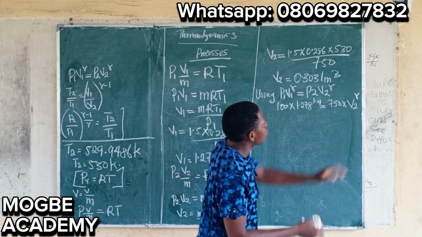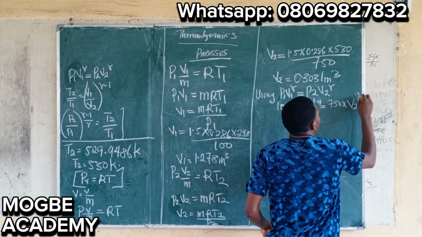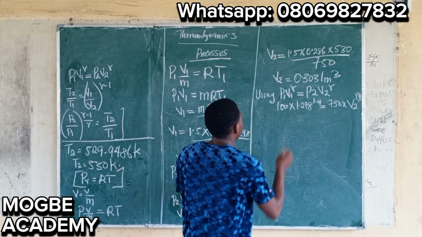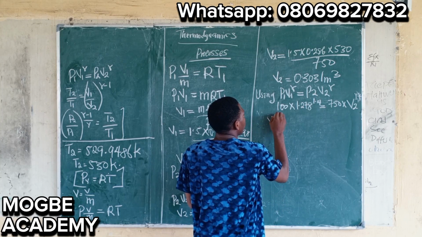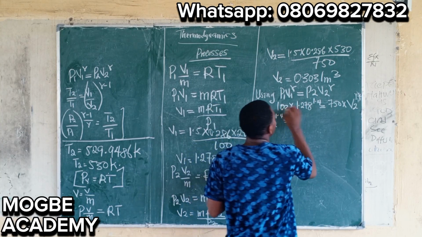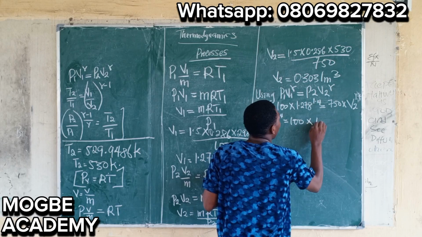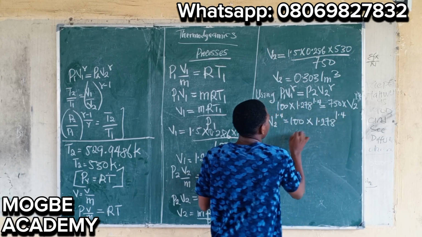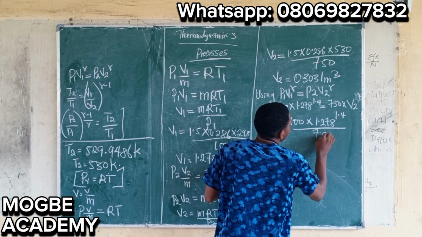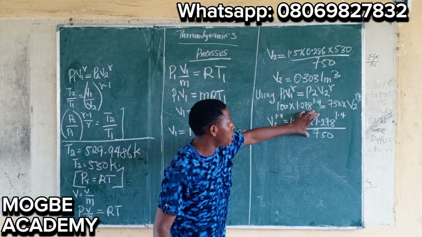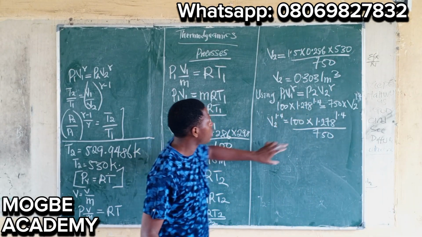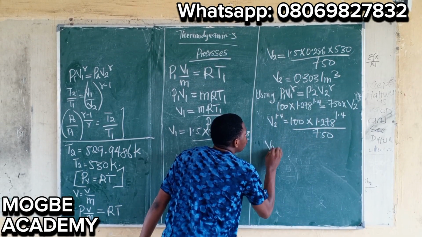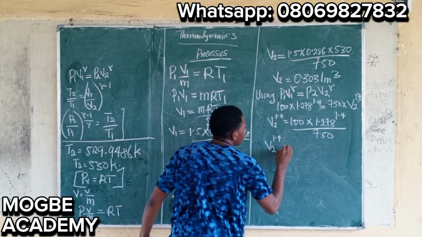Now, this gamma is 1.4. Let's take this to the other side. So we have V2 raised to 1.4 is equal to 100 multiplied by 1.278 raised to the power of 1.4, divided by 750. Now punch this in. After getting this, you have an answer. Let me see. V2 raised to 1.4 is equal to what?